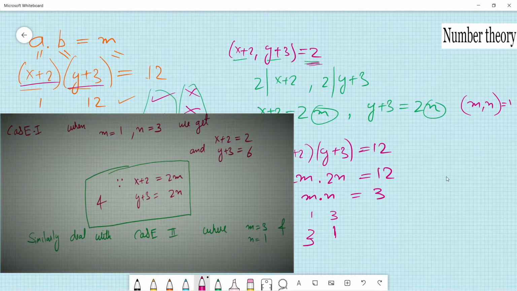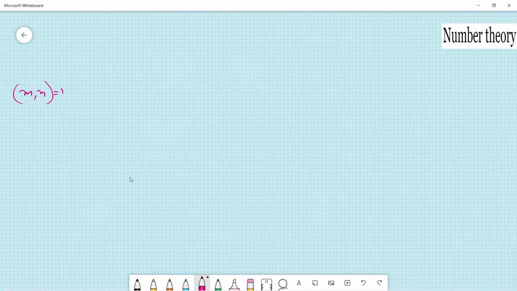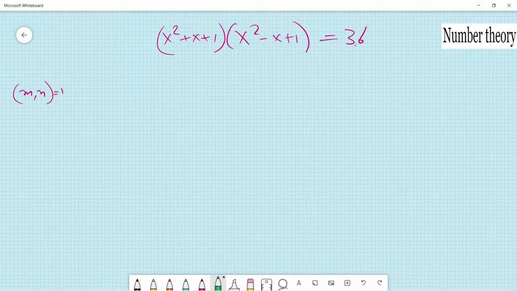Let's take one more example. Here, say I have (x² + x + 1)(x² - x + 1) = 36. Now suppose their GCD was 3. It's not that their GCD is 3, I'm just telling you it's not right. The GCD could not be 3. It could turn out that the GCD is 4 or whatever. This is not correct. I'm just telling you, say if it was, because it will take time for me to find examples whose GCD is 3. So we'll just take this one as our case.